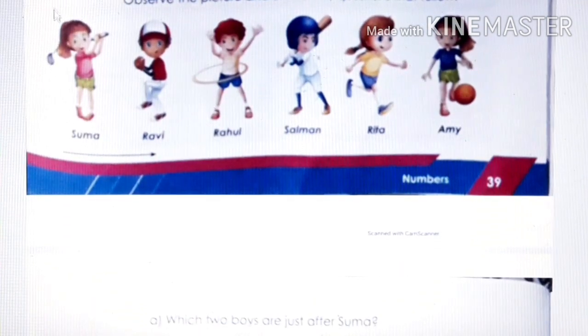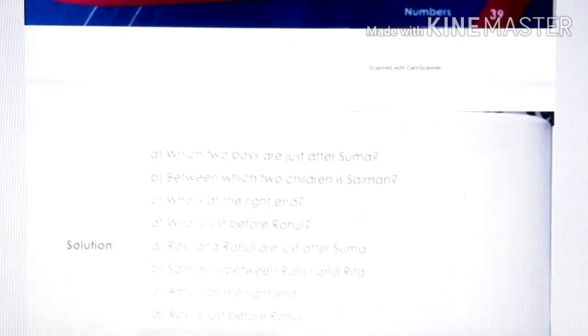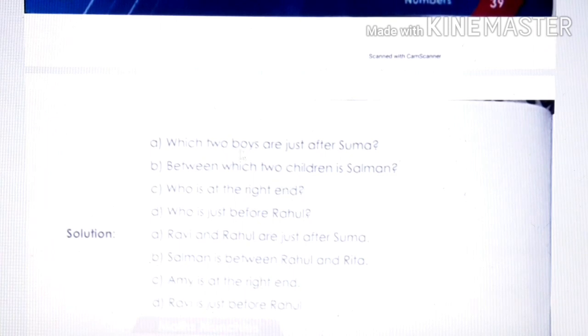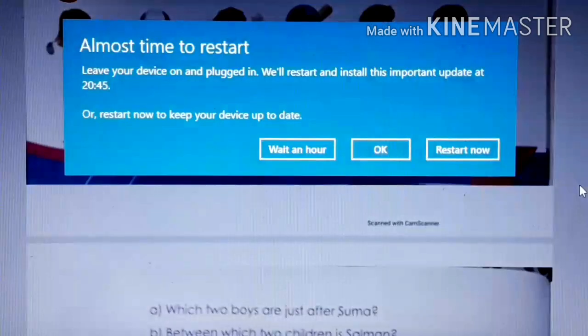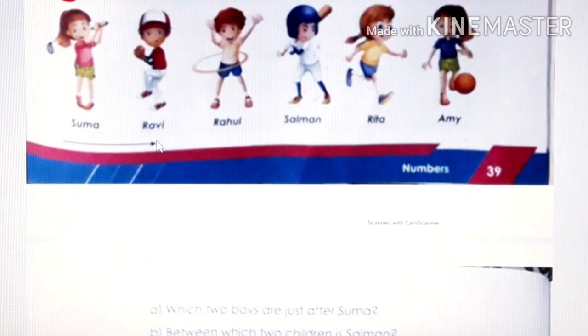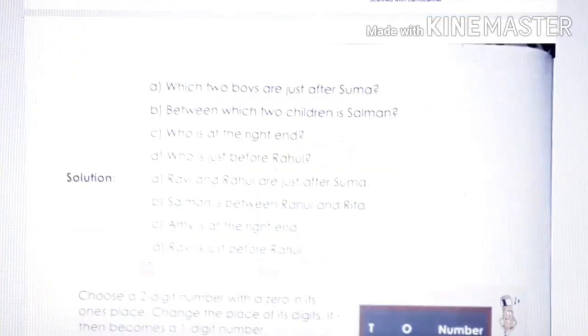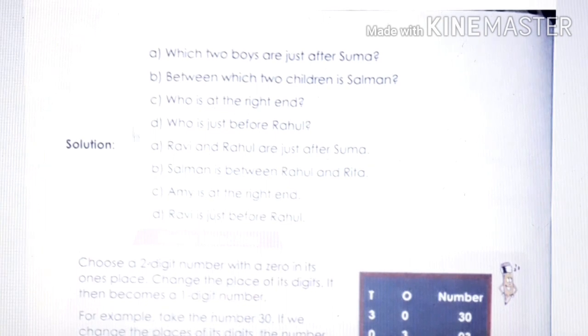Example 15. Some children are in a row as shown. Observe the picture and answer the questions that follow. You can see Suma, Ravi, Rahul and the students are standing. Children are standing, isn't it? So let's answer the question given below. Which two boys are just after Suma? Ravi and Rahul. So the answer is Ravi and Rahul. You can do this yourself, children. Read the question and you can answer it.